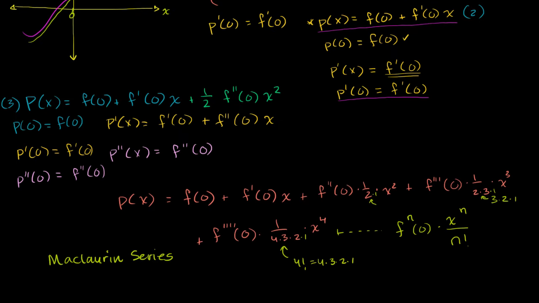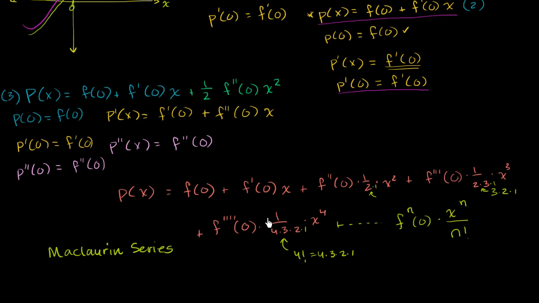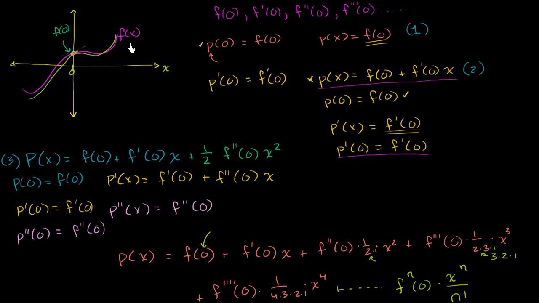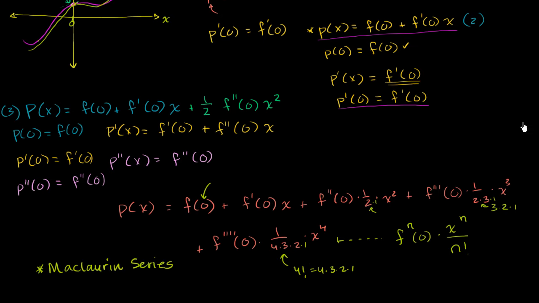In the next video, I'll do this with some actual functions, just so it makes a little bit more sense. And just so you know, the Maclaurin series is a special case of the Taylor series because we're centering it at 0. And when you're doing a Taylor series, you could pick any center point. But we'll focus on the Maclaurin right now.